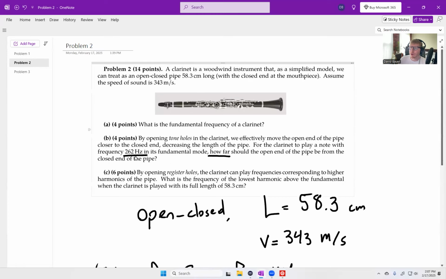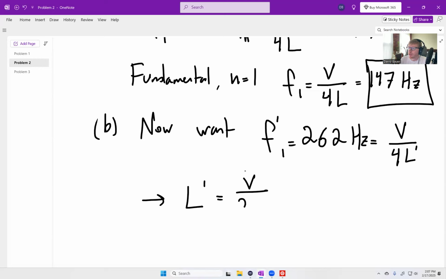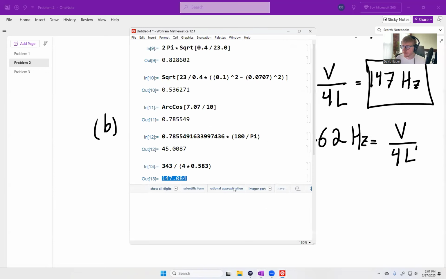So we want our f1 to be 262 hertz. The formula doesn't change, and the speed doesn't change. Let me give this a prime. So all we're changing is L, and we're just solving this equation for L. So v over 4 f1 prime. Just plug it in.